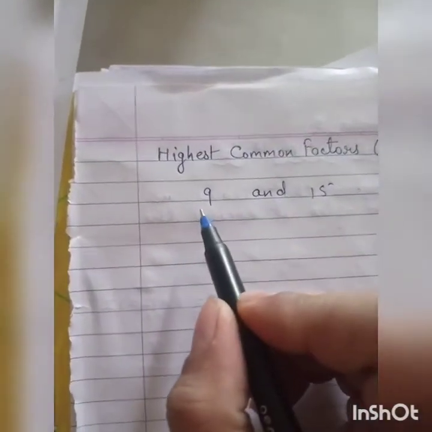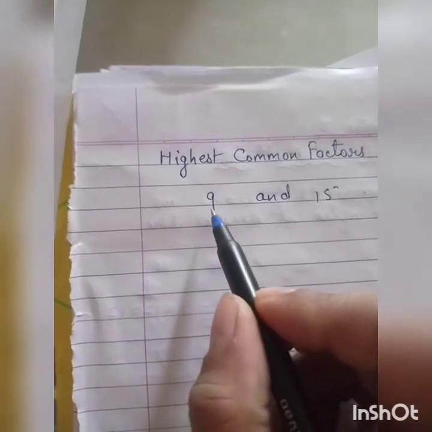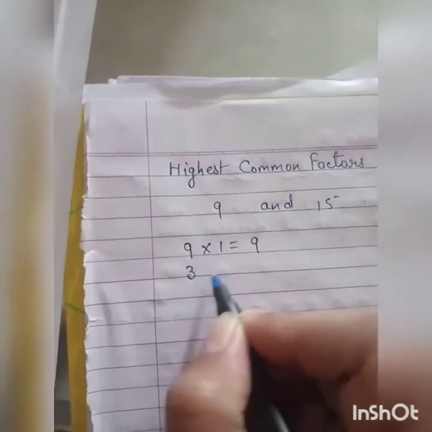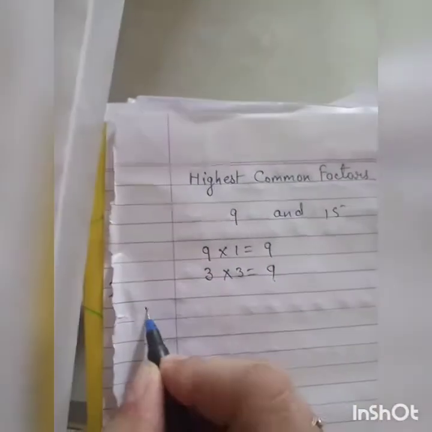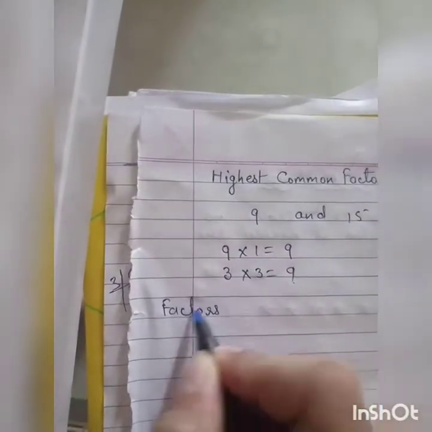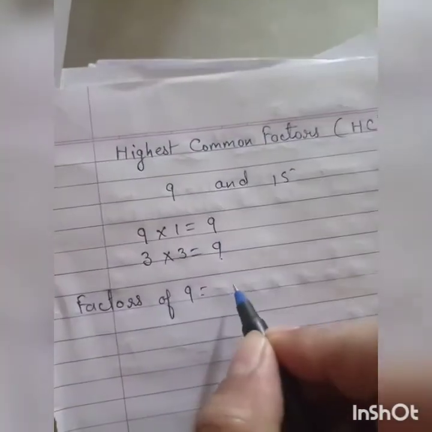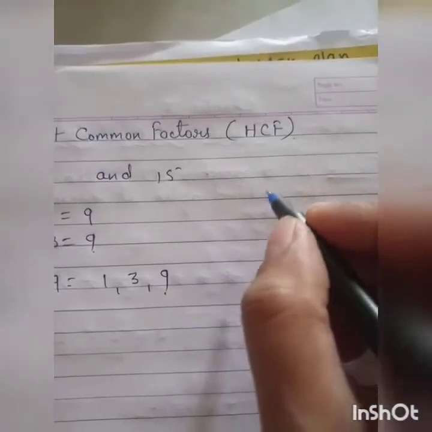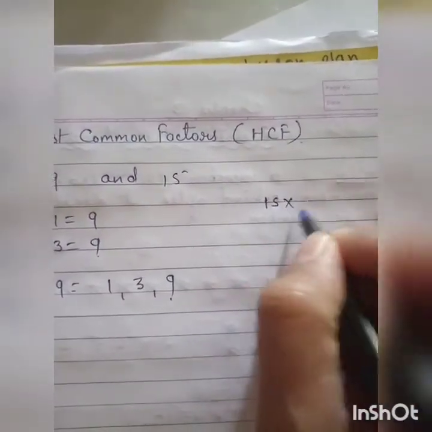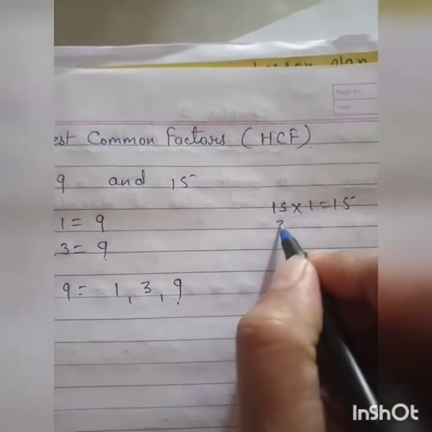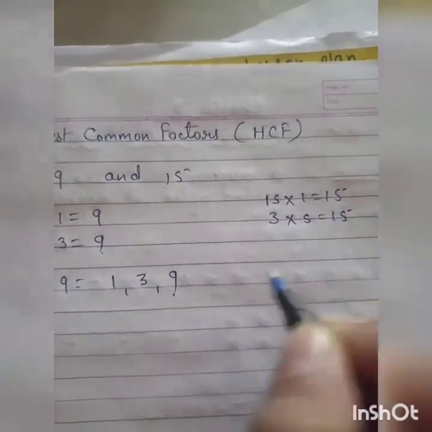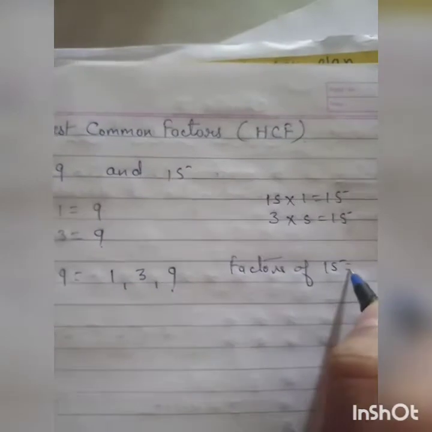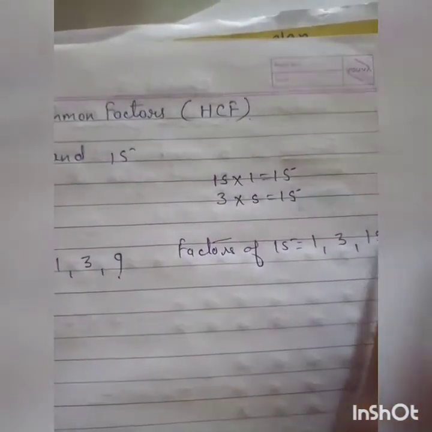Now first of all I will write here the factors of 9. We can write in this way: 9 multiply 1 is equal to 9 and 3 multiply 3 is equal to 9. So factors of 9 are 1, 3 and 9. In this way I will write here the factors of 15. You see, 15 multiply 1 is equal to 15 and 3 multiply 5 is equal to 15. So factors of 15 are 1, 3, 5 and 15.